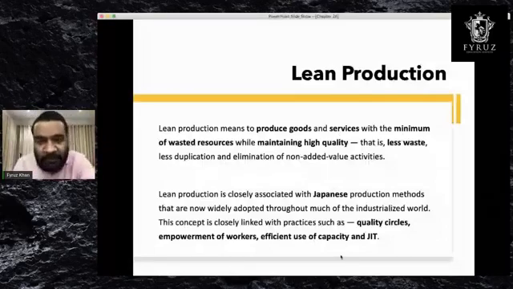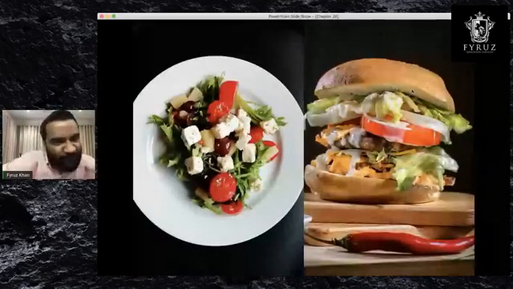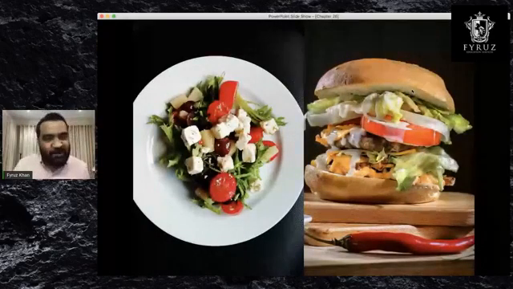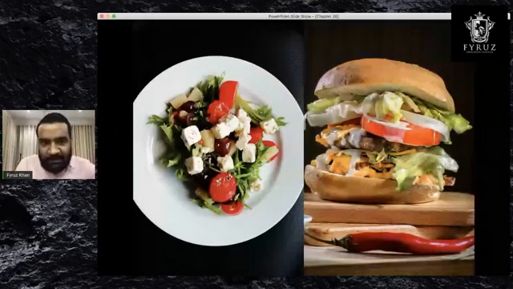JIT. Think about a burger. Burger has a lot of fat. Yes, burger has a lot of layers. Burger is unhealthy, but a salad is not. So lean production is like a salad, getting rid of the fat.